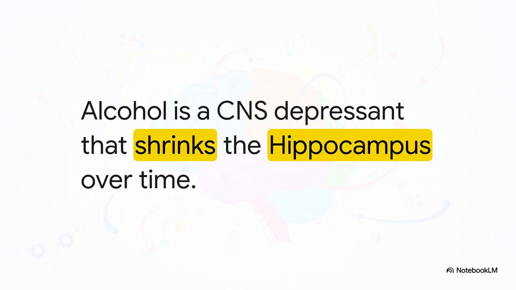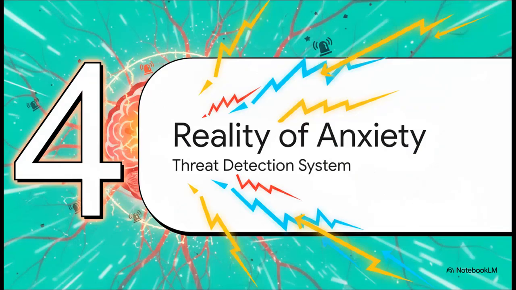Take alcohol, for example. A lot of people think of it as a stimulant because of that initial social high, but biologically, it is actually a central nervous system depressant. And over time, chronic exposure to it literally shrinks the hippocampus, which is this little seahorse-shaped structure responsible for your learning and your explicit memories. It also shrinks the prefrontal cortex, so the physical brain structures that literally make you who you are actually begin to wither away. Which brings us to Section 4, the biological reality of anxiety and our internal threat detection system.